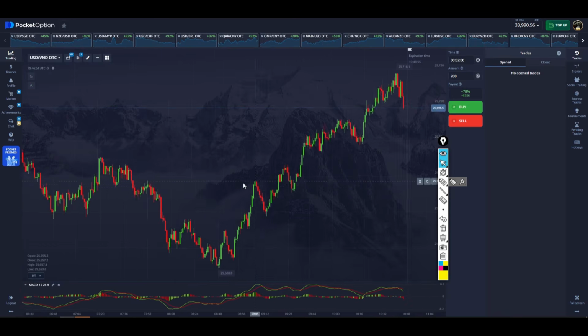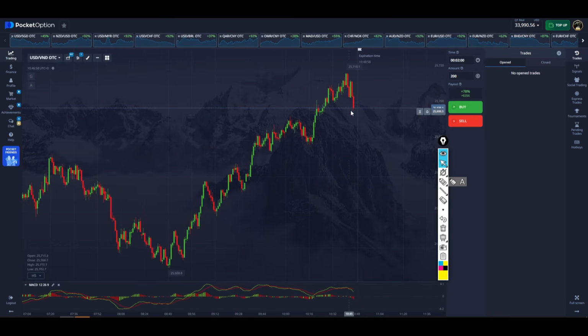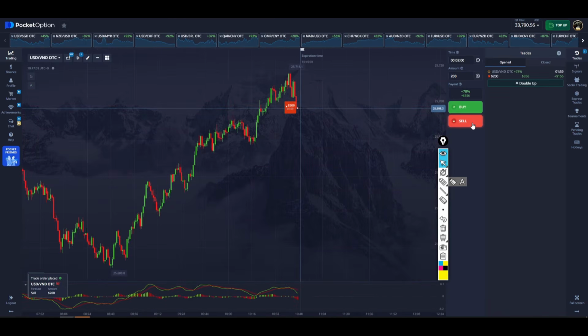Let's pause here and see what we can come up with. I'm opening a sell trade and let's analyze the situation. The MACD shows a crossover in negative volumes, which signals a sell.